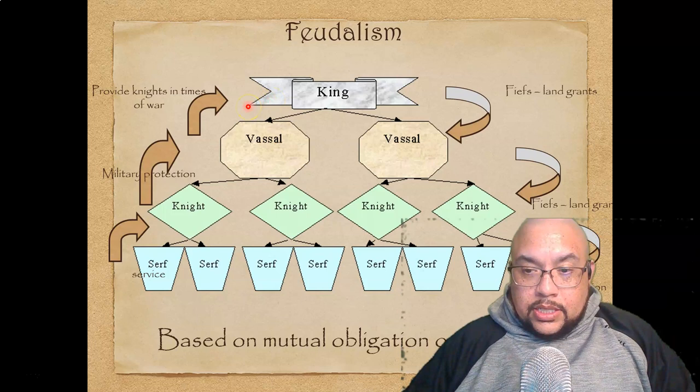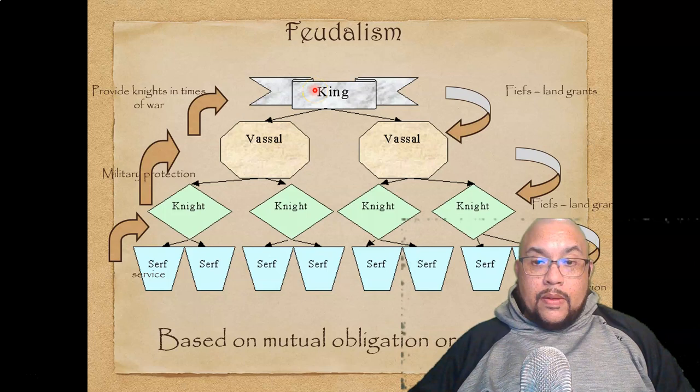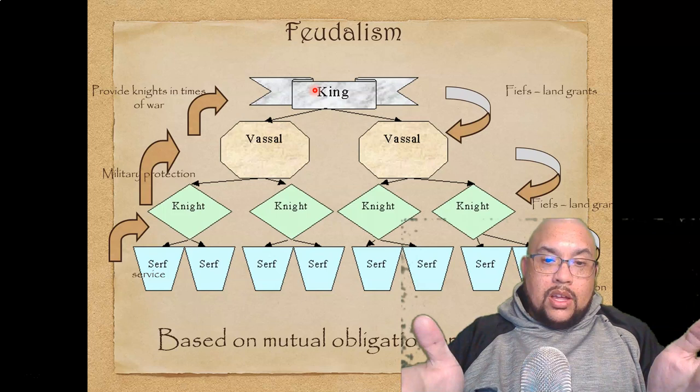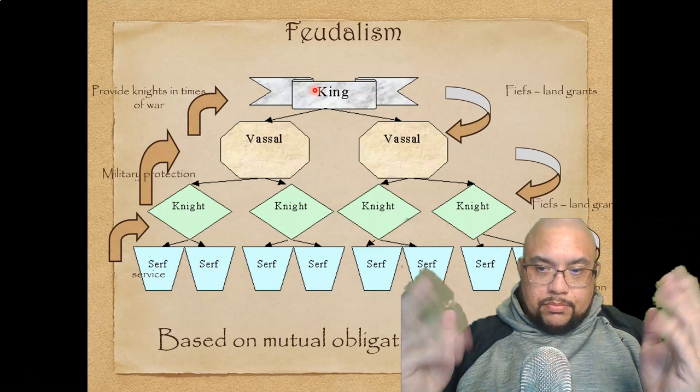So if this system is about payback and reciprocity and it's all fair, can you see the gigantic gaping hole in this system that makes it unfair? This is your question. Answer it now on Nearpod, but also please in your notes.